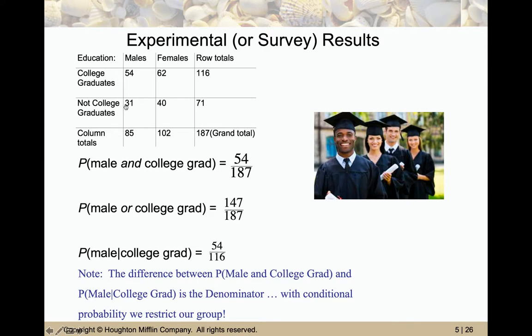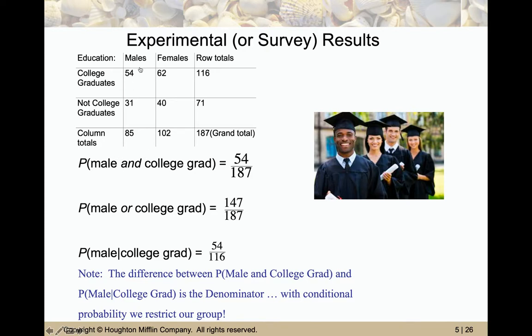We had 54 male college graduates and 62 female college graduates, which gave us 116 college graduates. We have 31 male not college graduates and 40 females who did not graduate from college. So we had 71 that had not graduated from college. If you add these row totals together, you get 187. If you add the columns together, you get 187. If you add the individual cells together, you get 187. All right, so the probability of being a randomly selected person, being male and a college graduate. Okay, so we want to look and see where those two things overlap.